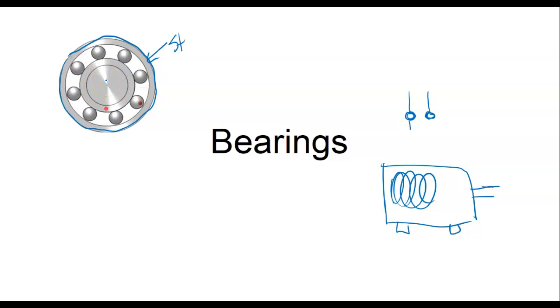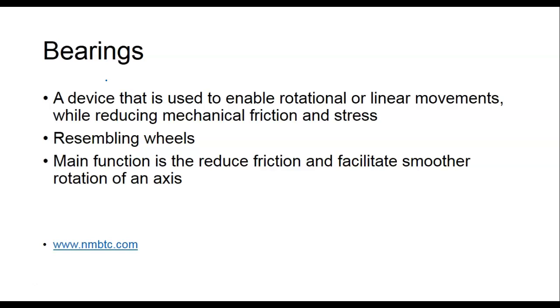So anything that goes from spinning to stationary, that's mounted on something that's stationary, you're going to have some type of bearing in there. And it's called a bearing because it's got to bear the weight. It's got to bear a lot of stuff, right? And we'll look at different types of bearings. A device that is used to enable rotational or linear movement while reducing mechanical friction and stress. Resembles the wheels. The main function of the bearing is to facilitate smoother rotation of the axis.